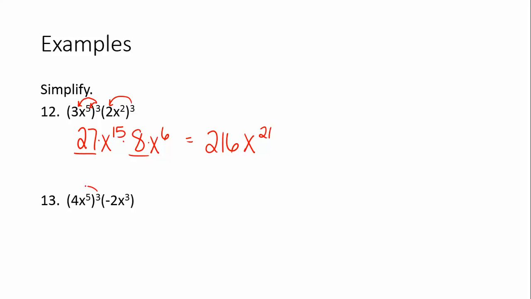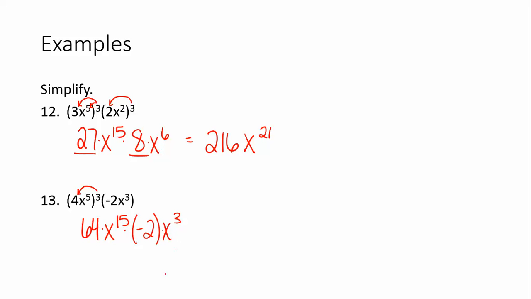First we have 4 being cubed. 4 times 4 times 4 is 64. We have x to the 5th being cubed. That gives us x to the 15th. Then in the second set of parentheses, there's no power out here, so we just have negative 2 and then an x cubed. And I've put the negative 2 in parentheses so we don't get it mixed up with subtraction.